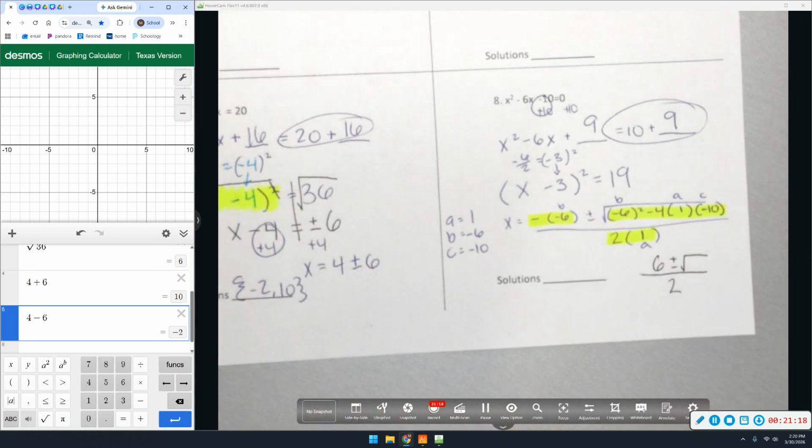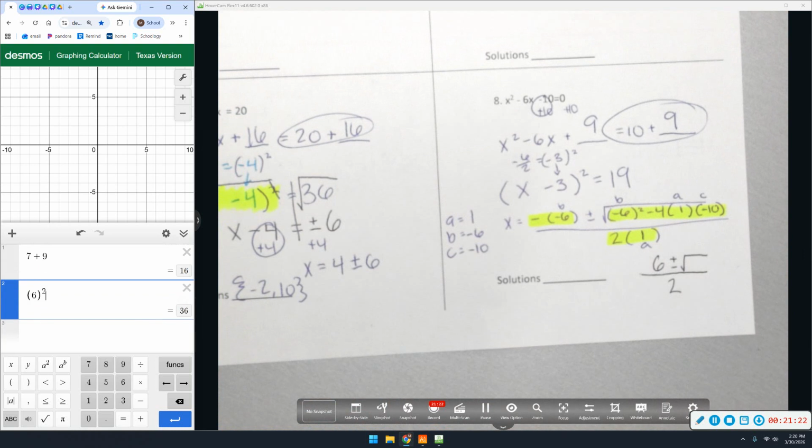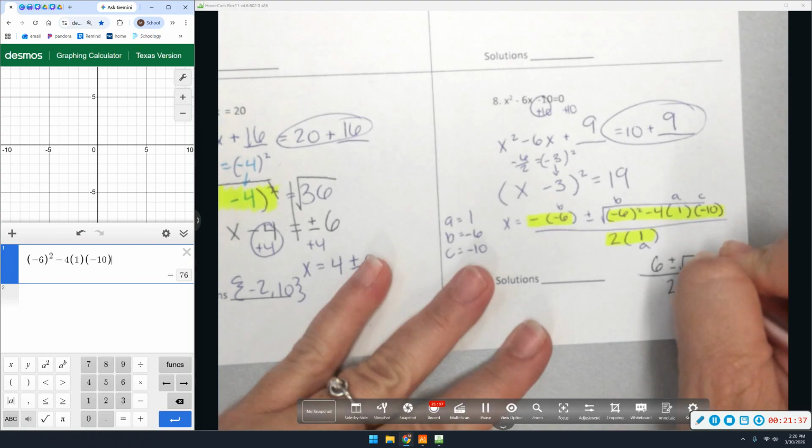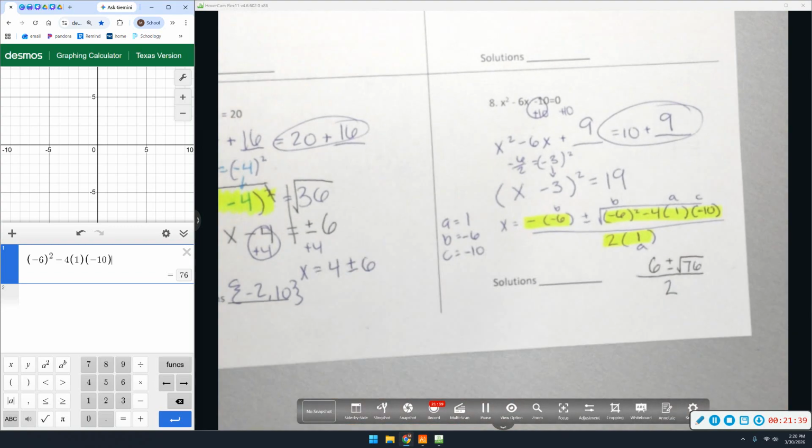Do we type square root? No, remember we call this our discriminant. So I'm going to type parentheses, -6, parentheses squared. A lot of people forget to square that. Please don't forget to square that. -4 times a times c, and I get 76. Is 76 a perfect square?